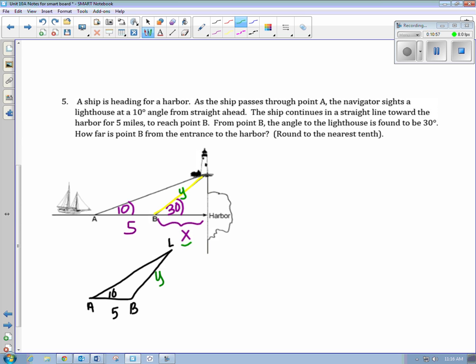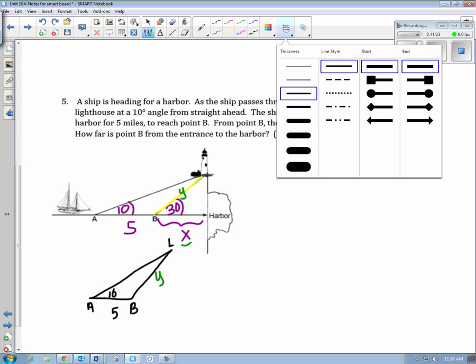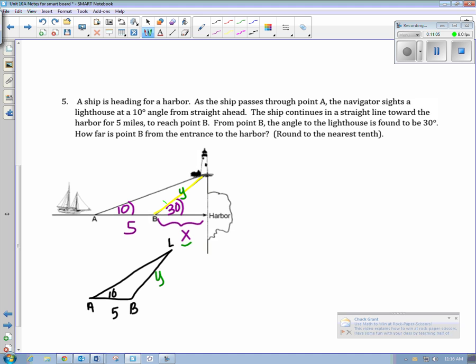At first glance, you may think that you don't have enough information to do this, but you do. If you take a look at this angle right here, you know it is 150. It's a supplement to the 30-degree angle. And the angle at the top then turns out to be 20 degrees because the angles in this triangle have to add up to 180.